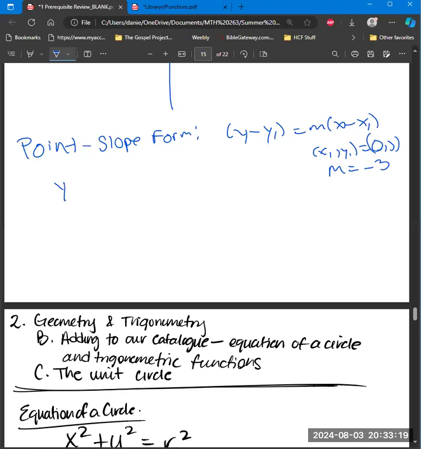So y minus 3 is equal to m times x minus 0. y minus 3 equals -3x. y is equal to -3x plus 3. Right?